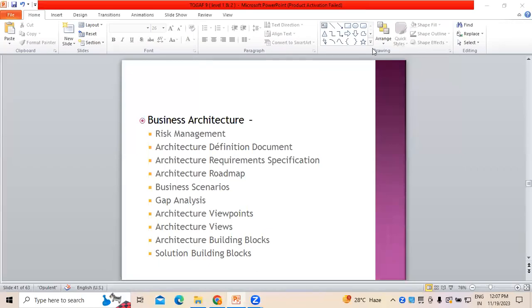Hi, in today's video, as far as TOGAF architecture principles itself is concerned, we are talking about business architecture. When we try to understand this from the context of enterprise level transformation or enterprise level understanding, especially whenever we are working on the TOGAF framework, business architecture plays a vital and important role.